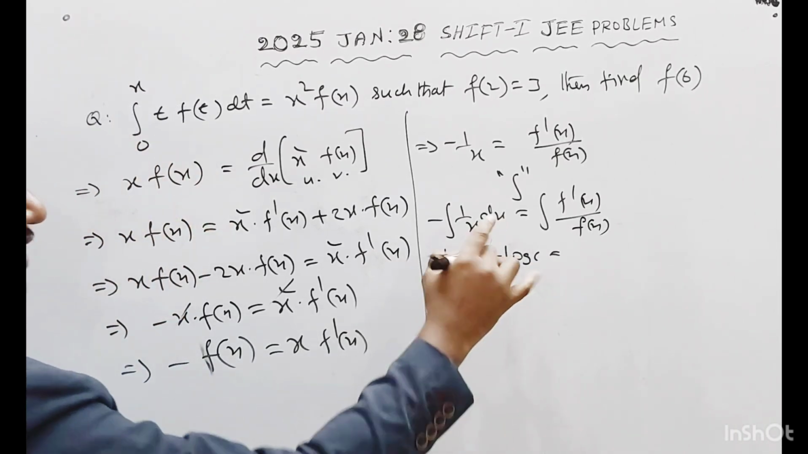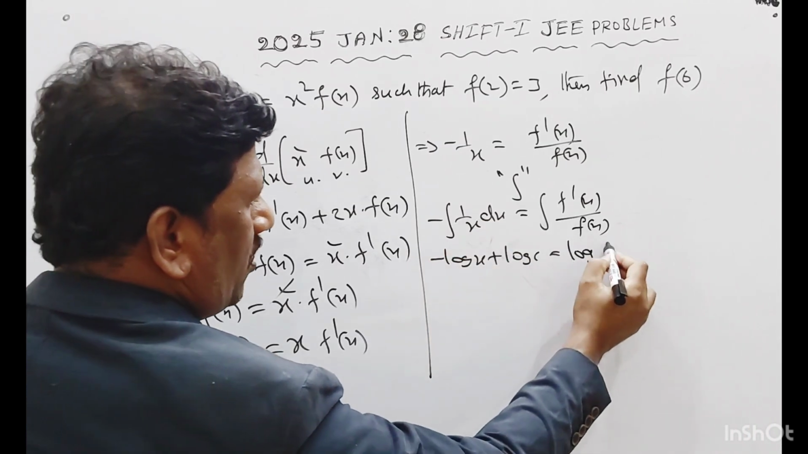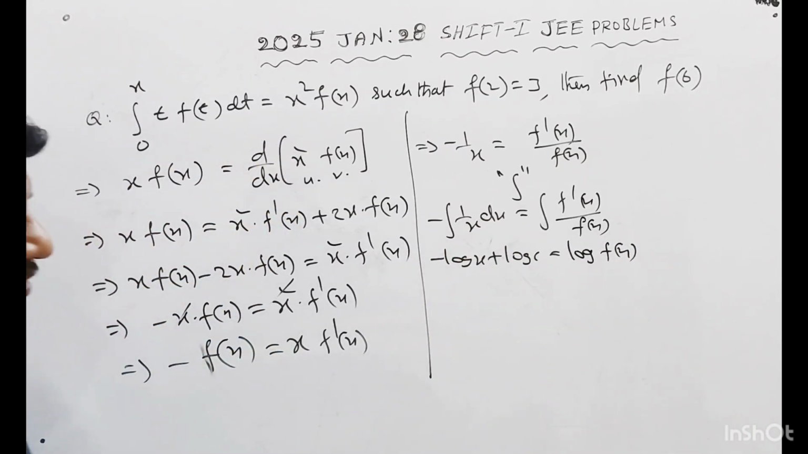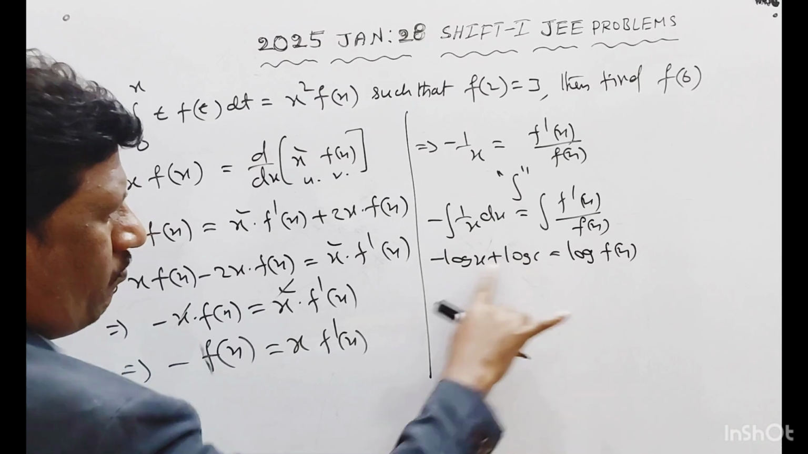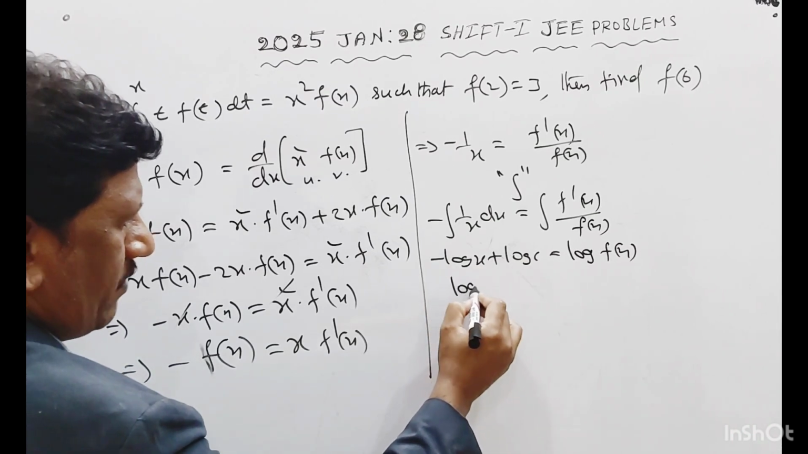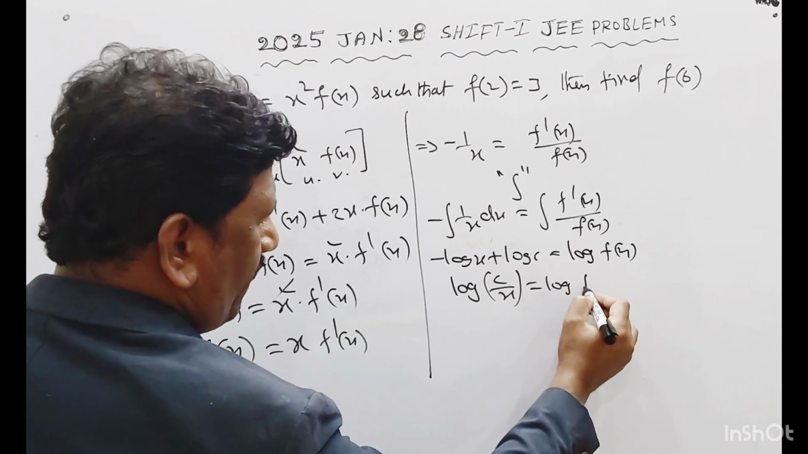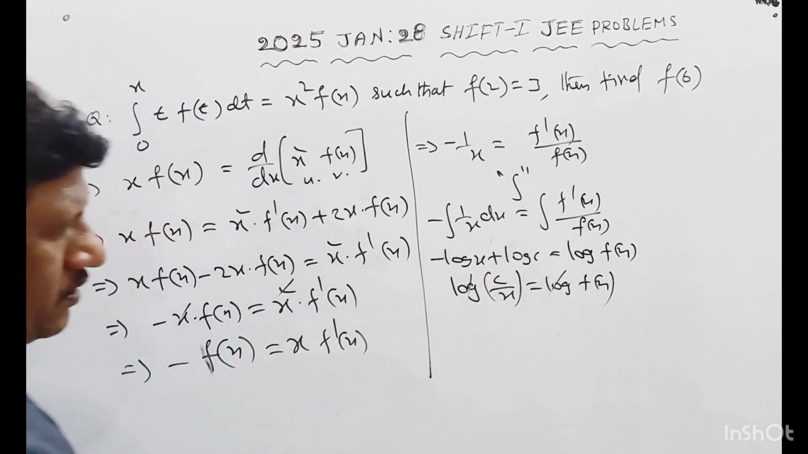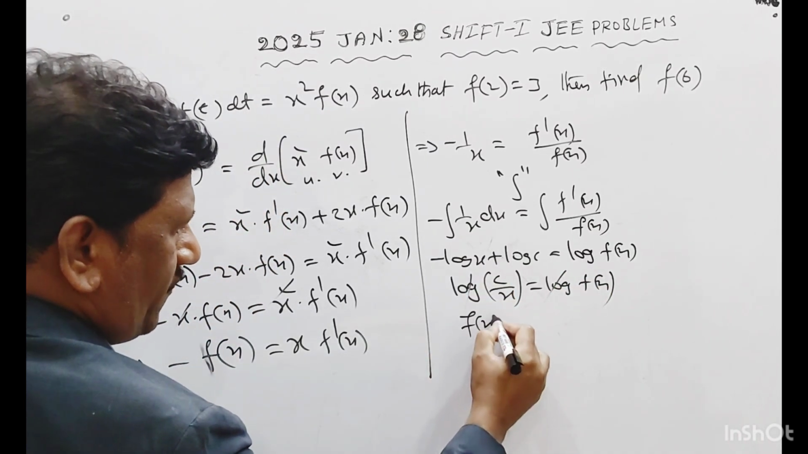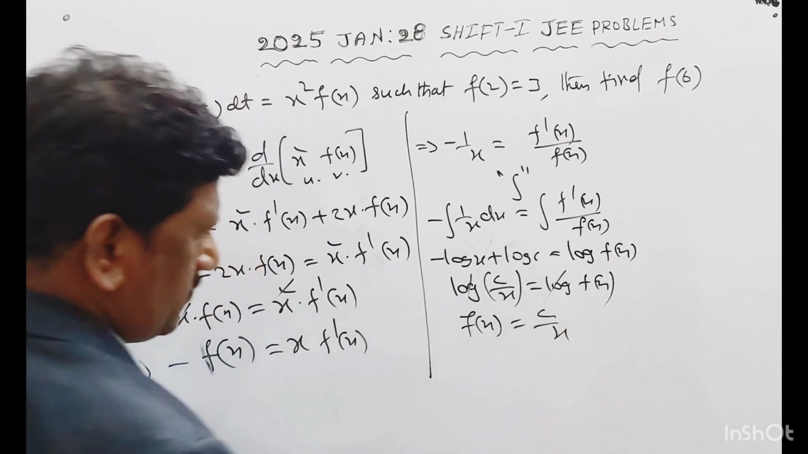So as per the formula, this value will be log of f of x. Now it is in the form of log m minus log n. That's why log of m by n, that is here c by x, is equal to log of f of x. So the log gets cancelled. So the value of f of x we got as c by x.